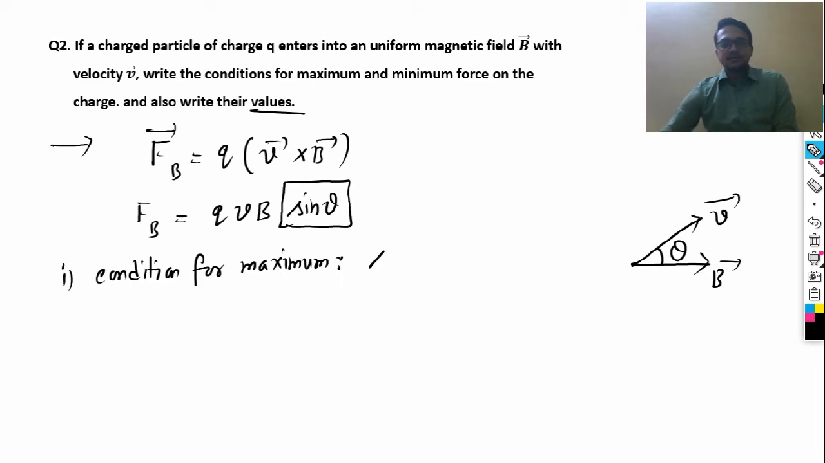Okay, sin theta maximum means, so the condition is when sin theta equal to 1, the maximum value of sin theta equal to 1. That means theta equal to 90 degrees. So we will write in proper way that when the condition is what?